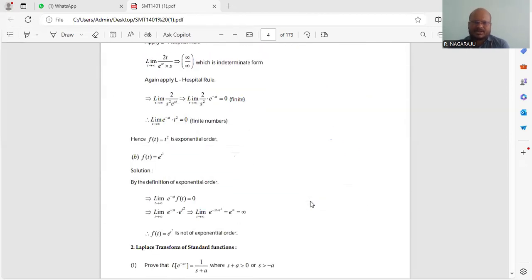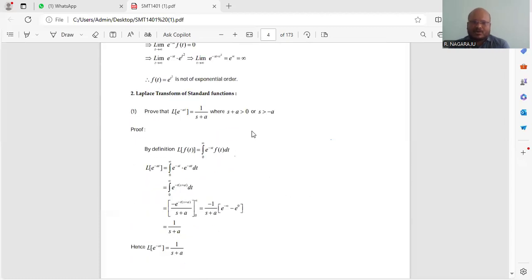The first problem asks to find L of e power minus at. You have to prove that this is 1 by s plus a, where s plus a is greater than 0, that is s is greater than minus a. By the definition of Laplace transformation, L of f of t is the integral from 0 to infinity of e power minus st f of t dt. In the place of f of t, you apply e power minus at. So e power minus st is there already, and e power minus at. Here the bases are equal, so the powers should be added.